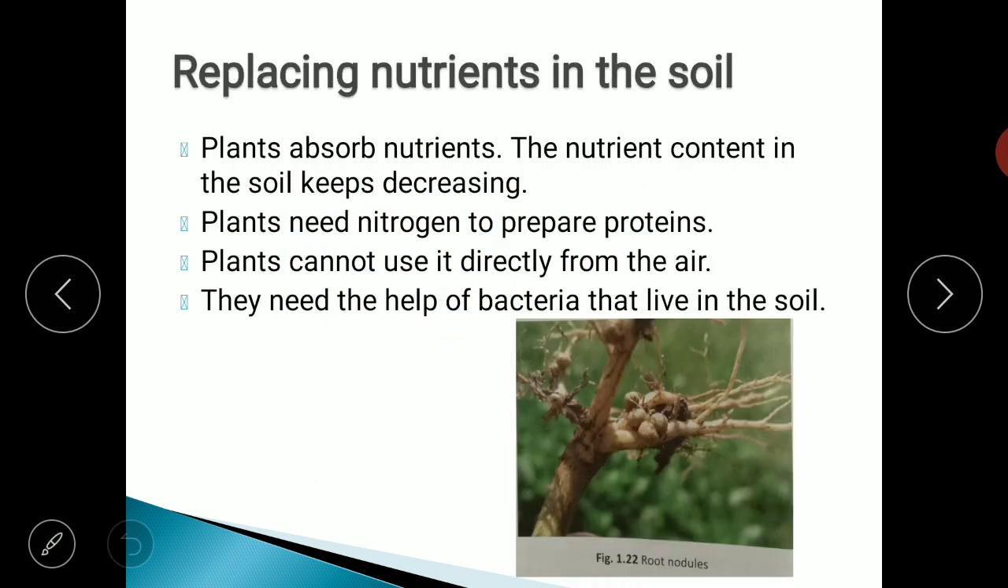And lichens are natural indicators of air pollution. I mean to say, these cannot survive in air that is dirty. So if you see any lichen growing in your neighborhood, you can say that the air around you is not polluted, it is clean.